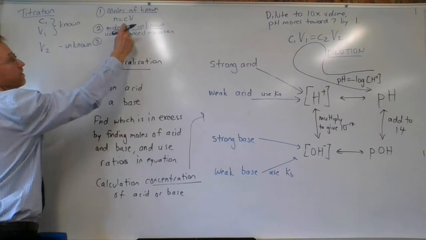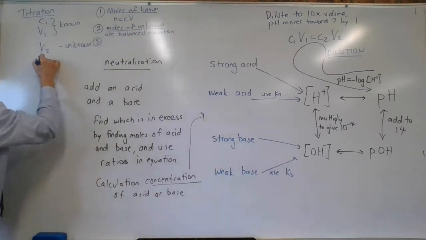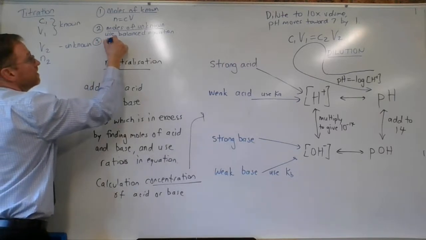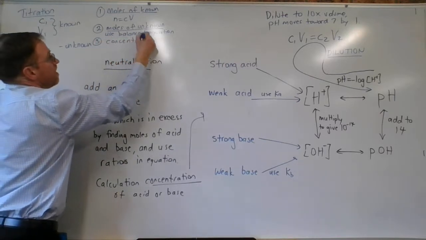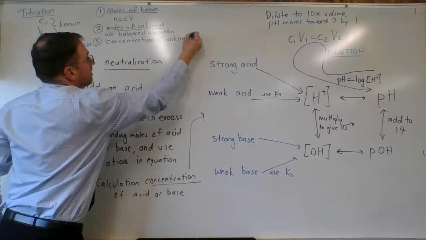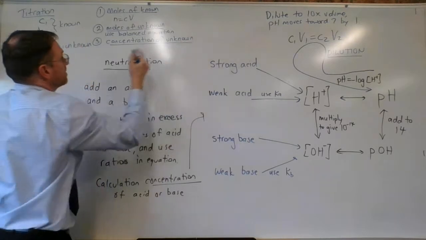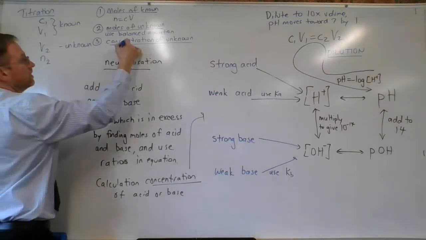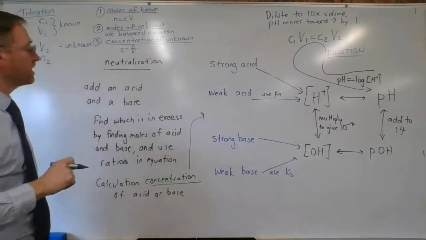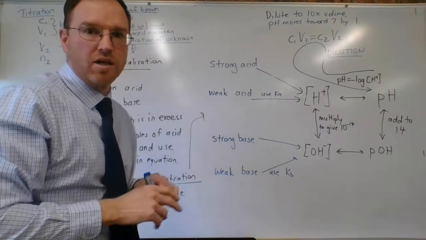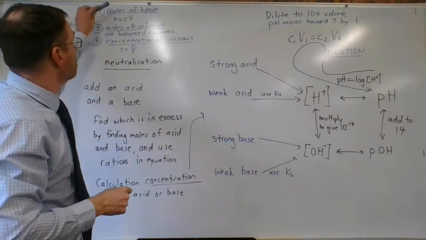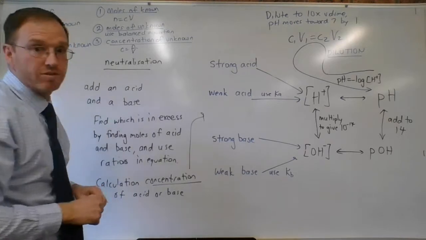Third, now that you know the moles of the unknown, that's N2. We now know the volume and the number of moles. So you can find the concentration of the unknown. That's exactly what we want to find in the titration, the concentration of the unknown. And how do we do it? Concentration is moles per volume. And we now know the volume of the unknown and the number of moles of the unknown. So titrations, the calculations always come down to these 3 steps. Moles of known, moles of unknown, concentration of unknown.